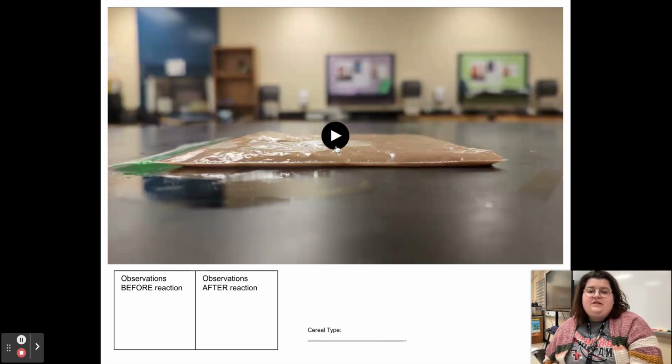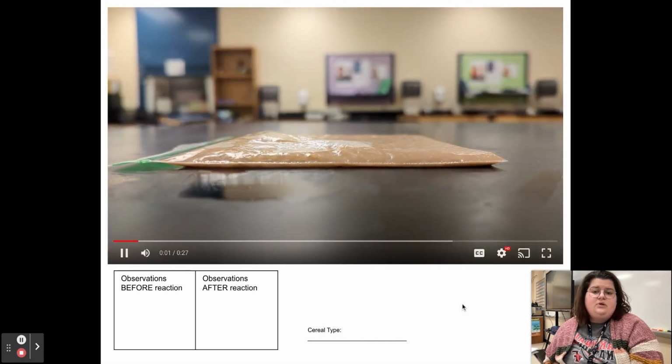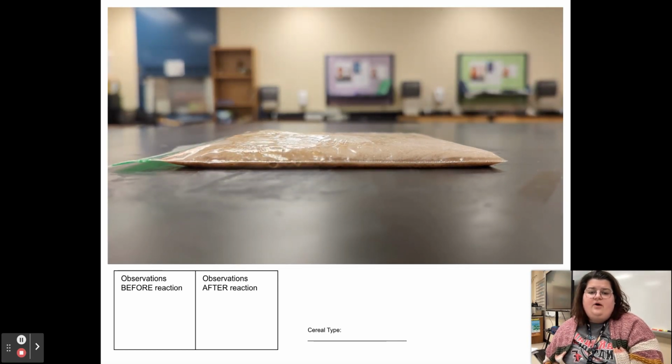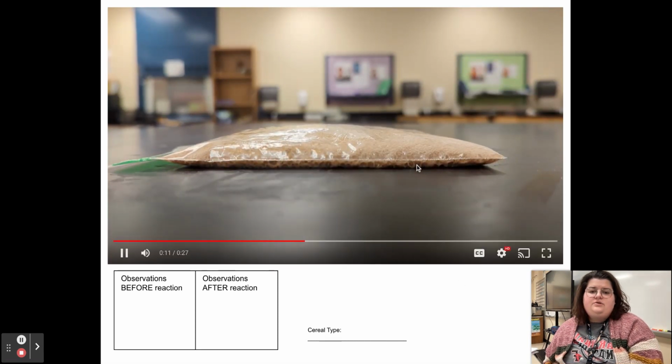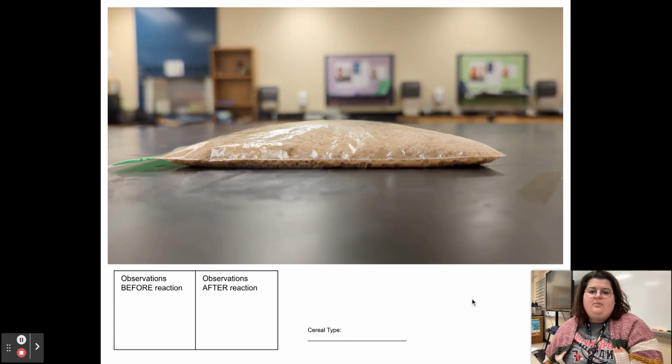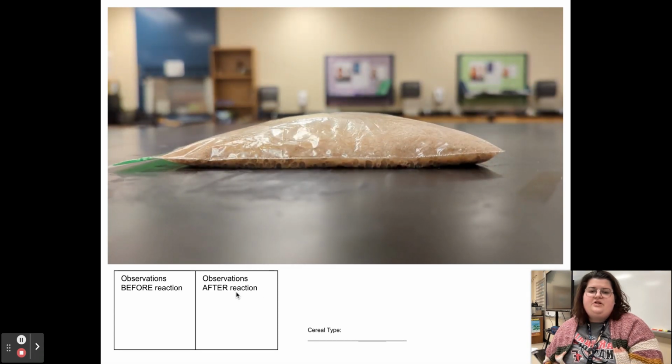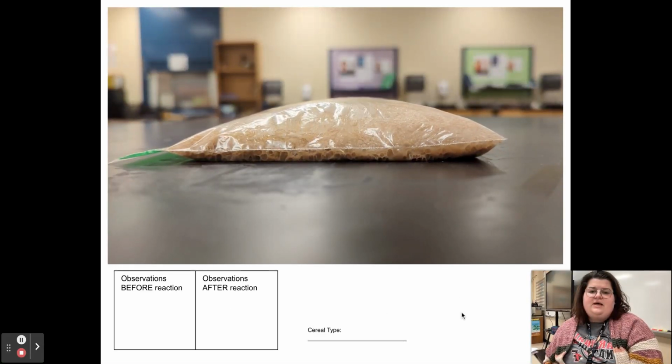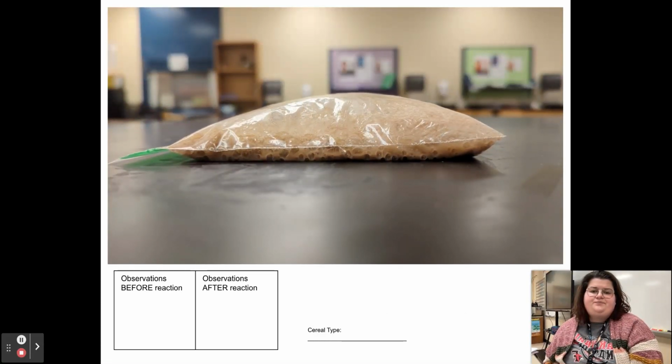So now we're going to watch it. This is a time-lapse video, so this happened over about an hour, but this is what happened. So you're going to see that the bag starts to puff up. And you are going to see little bubbles forming near the bottom there. Right? So take some time, write down observations after this lab. So what do we notice as this lab is happening?